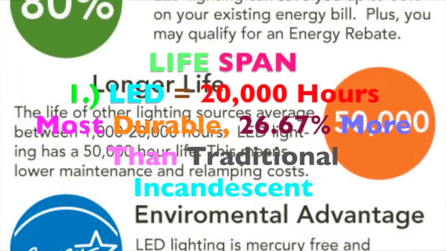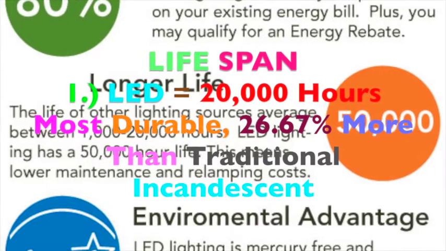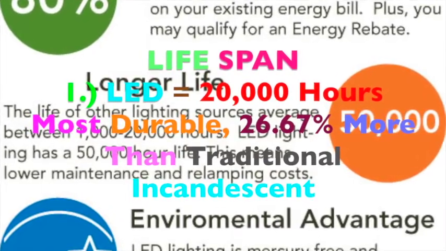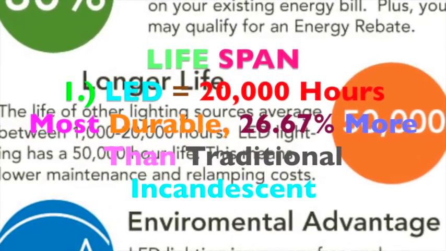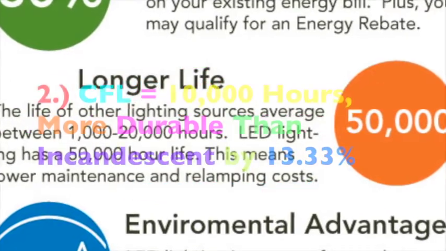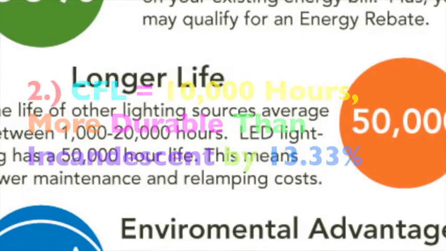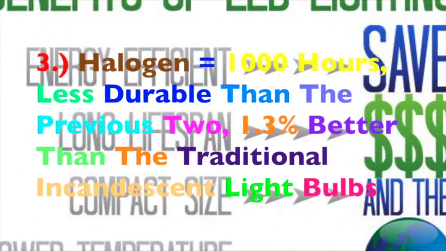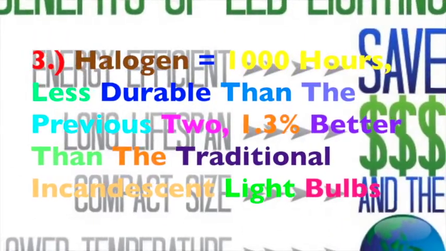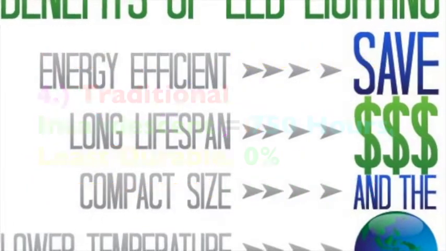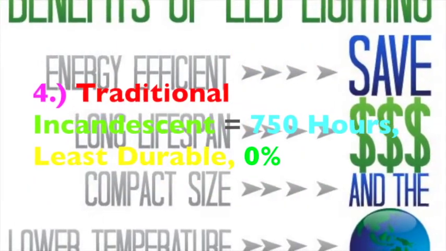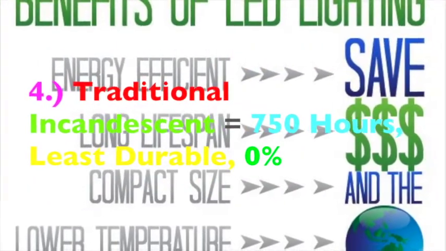Lifespan. LED equals 20,000 hours, more durable, 26.67% more than traditional incandescent. CFL equals 10,000 hours, more durable, 13.33%. Halogen equals 1,000 hours, less durable, 1.3%. Traditional incandescent equals 750 hours, less durable, 0%.